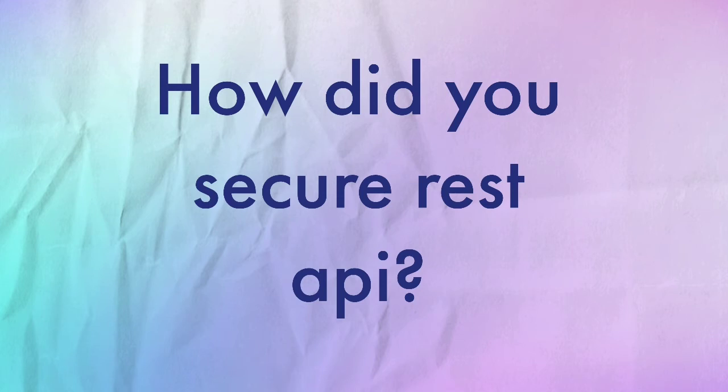Then another thing, you can make use of token based authentication and authorization using OAuth or JWT. And the third way is you can use API keys or secret keys for the communication. So these are some of the ways, and if you know any other way of securing a REST API, please mention that in the comment section.